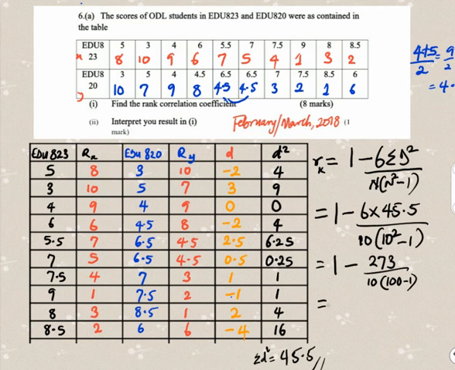Okay, let's move on this way. 1 minus 273 over 100 times 99, and this will give 1 minus 273 over 9,900. All right, so this is what we're going to do. We'll make this over 1 and take the LCM. The LCM is 9,900.